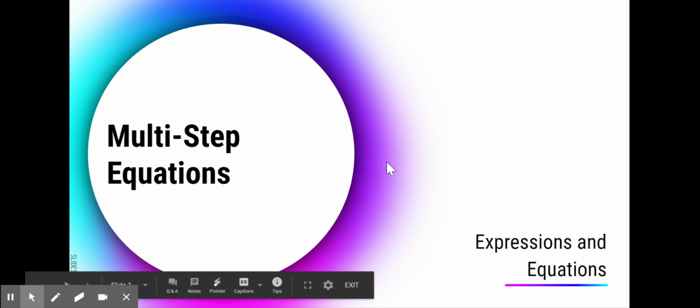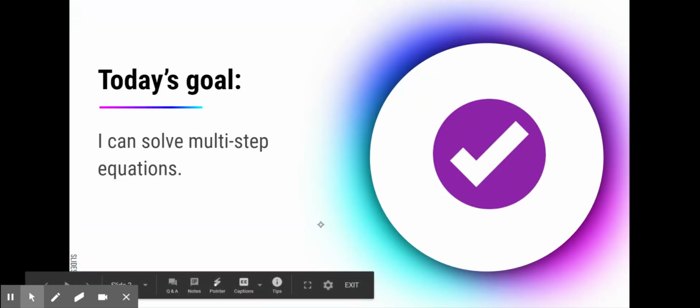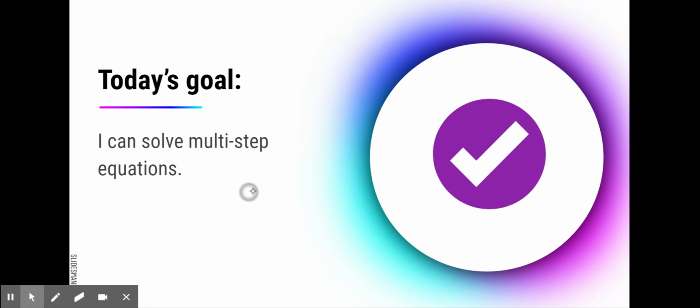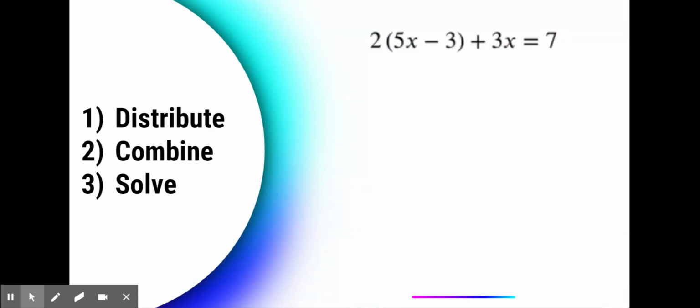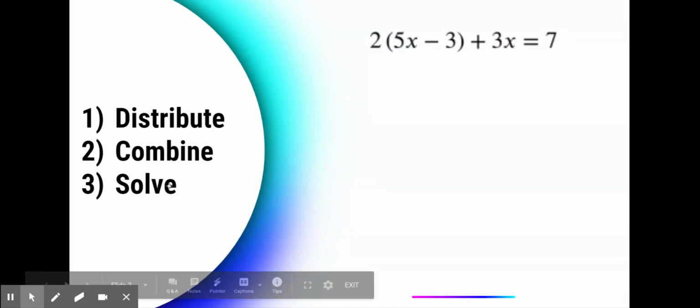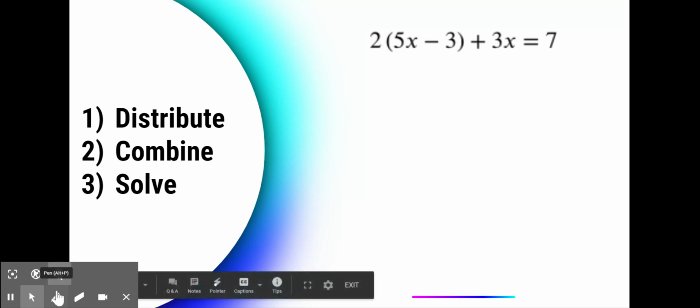Today's lesson is how to solve multi-step equations. A multi-step equation is any equation that has more than two steps. So let's look at this first one. We have 2 times the quantity 5x minus 3, plus 3x, equals 7.